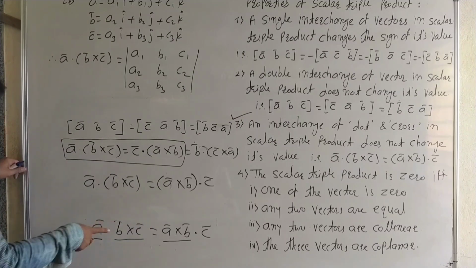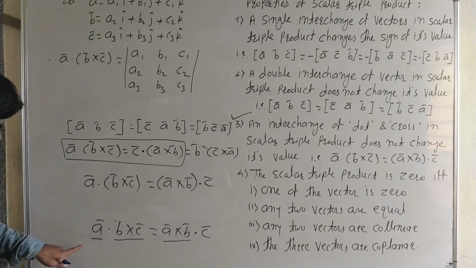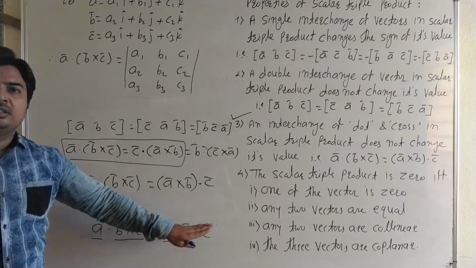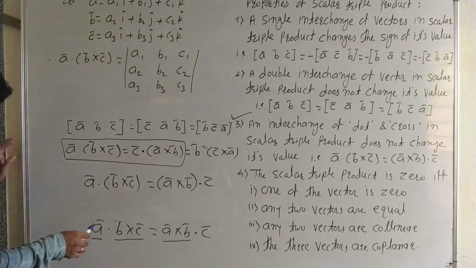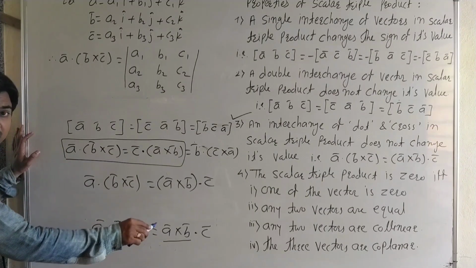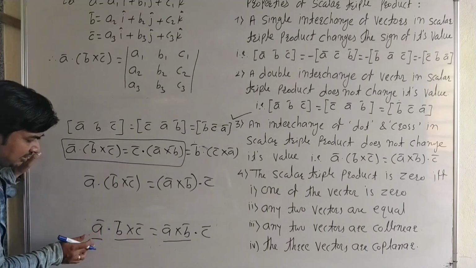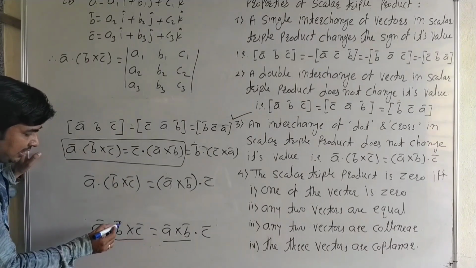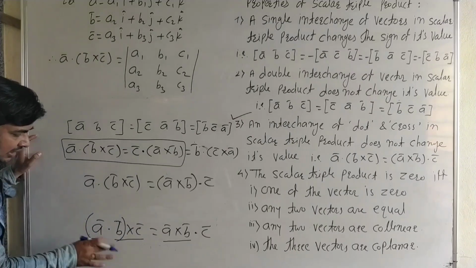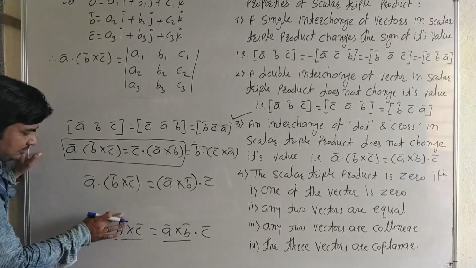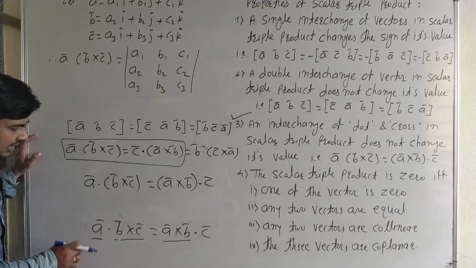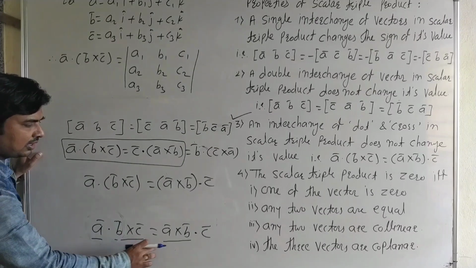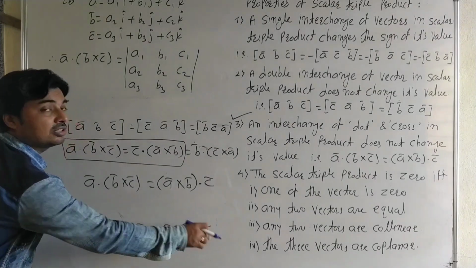Here we can take it in this way. If this statement exists, that means a bar is one vector and b bar cross c bar is another vector. Here if we take it like this, then this statement does not exist. Okay, here a bar dot b bar cross c bar, a bar cross b bar dot c bar.